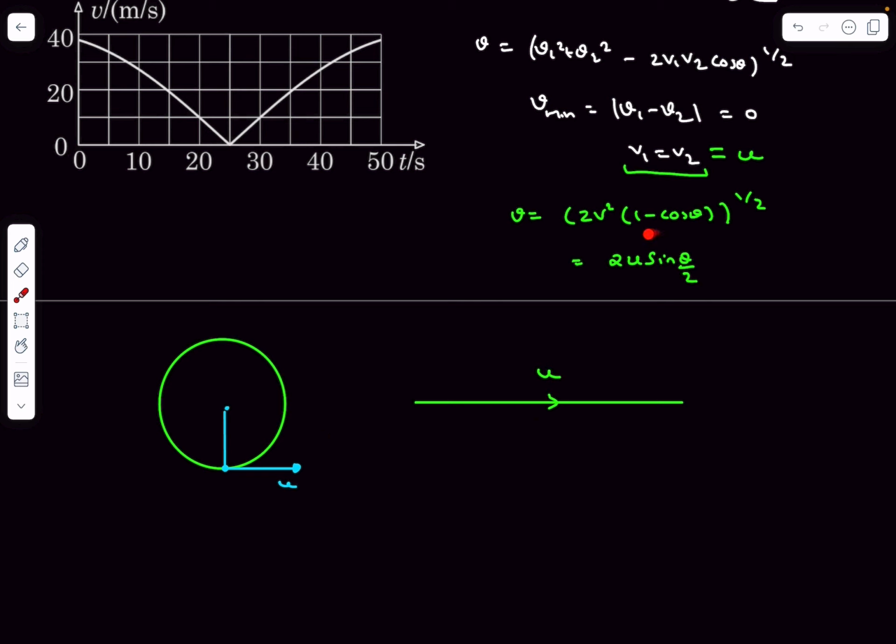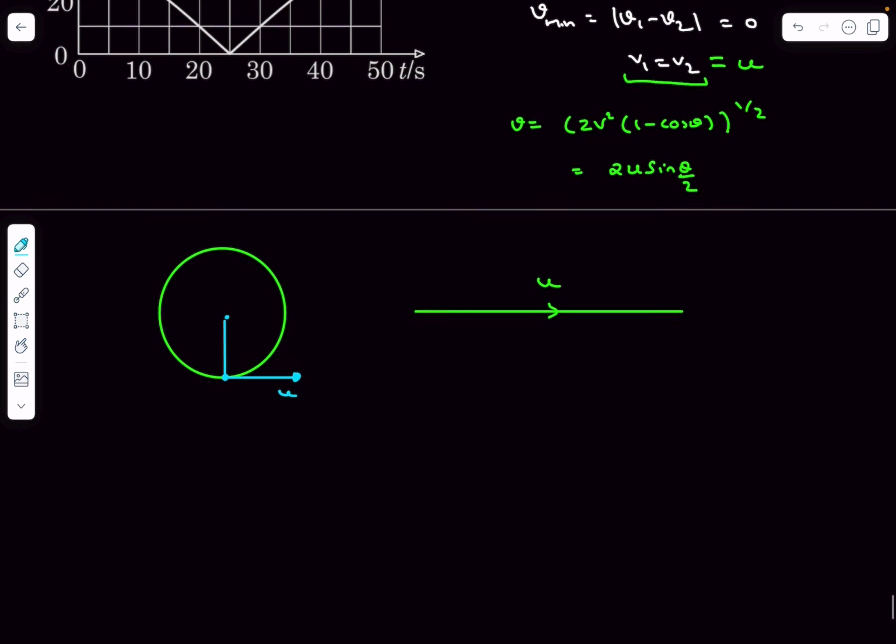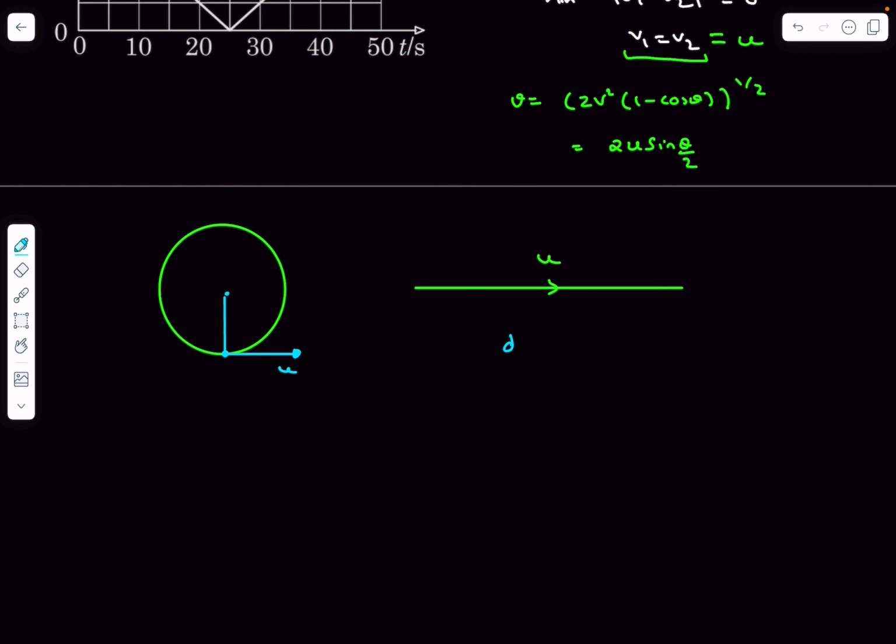And from here also, you can see that in this situation, theta is 0, meaning both the velocity vectors are parallel, so the relative speed is also 0. Okay, so now let's try to figure out dv by dt. This is going to be u cos theta multiplied by the rate of change of angle theta.